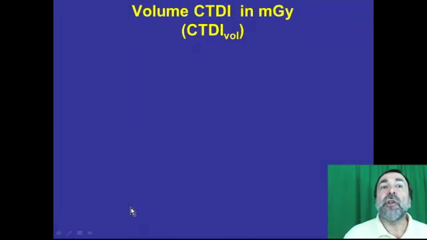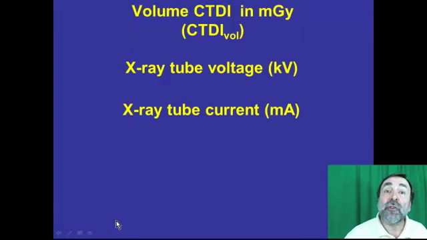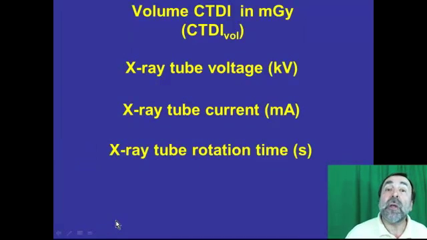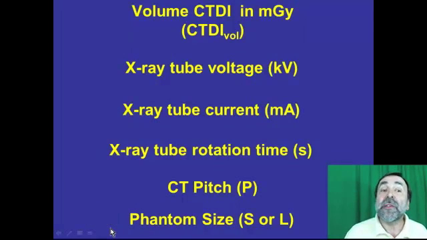CTDI vol, measured in milligray and normally written as CTDI subscript vol, depends on the X-ray tube voltage you put across the X-ray tube. It depends on your choice of X-ray tube current. It depends on how quickly the X-ray tube rotates around the patient and completes a 360-degree rotation. It depends in helical CT on the CT pitch, and it also depends on the size of the phantom in which you make your measurements. And as you will see, the phantoms come in two sizes. The small one has the notation S, and the large one the notation L.